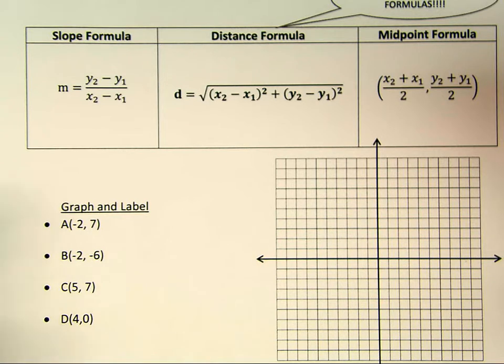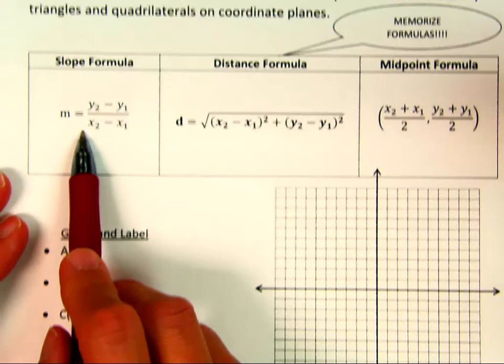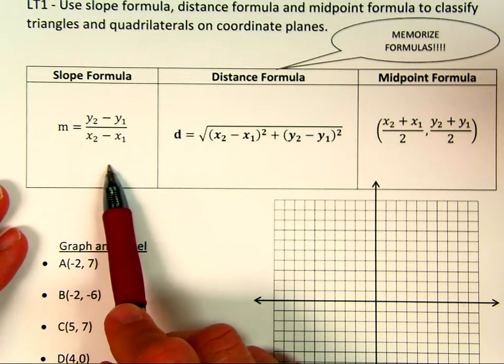Today we're going to talk about finding the slope, the distance, or the midpoint when you are given a segment. So in class we went over the three formulas. Remember, you must memorize your formulas, and our goal is to be able to prove things with these. So we need practice with them first.